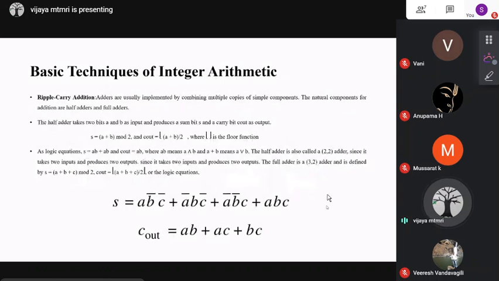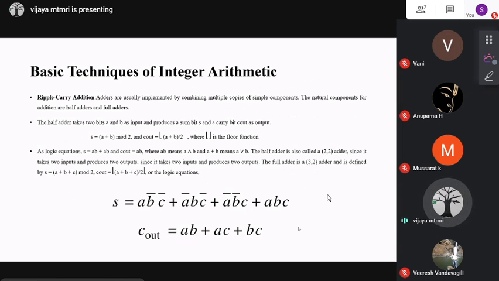So the half adder takes 2 bits, that is A and B, as an input and produces a sum, that is S, and a carry bit. So here we have S is equal to A plus B mod 2, and C out is A plus B divided by 2, where we have shown some symbol that is nothing but a floor function.